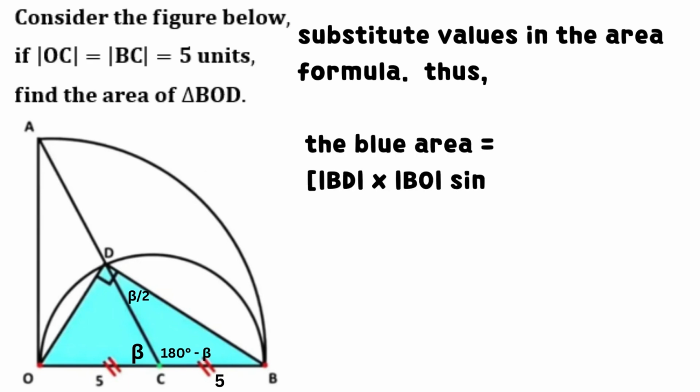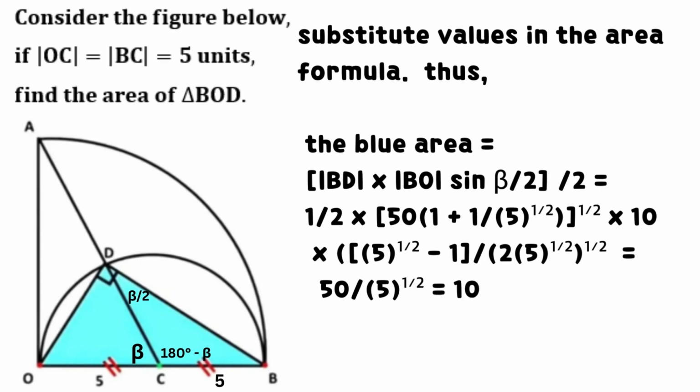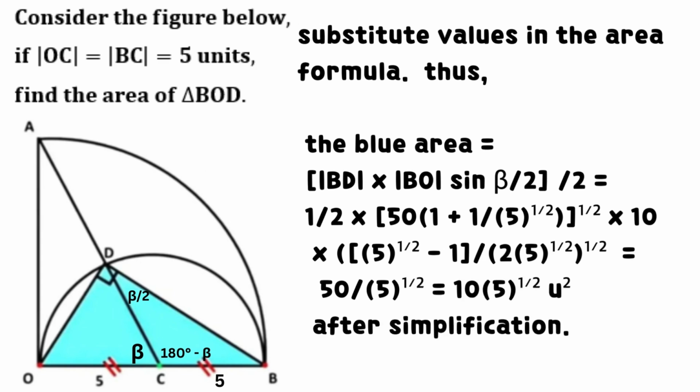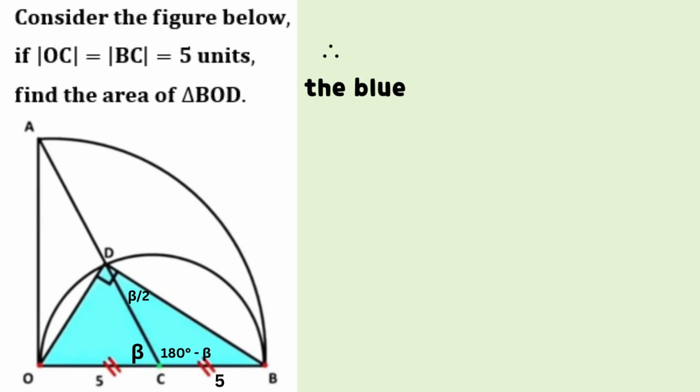Substitute values in the area formula. Thus, the blue area equals half of the product of BD and BO multiplied by sine half beta, which equals 10 times the square root of 5 in square units. After simplification, therefore, the blue area equals 10 times the square root of 5 in square units.